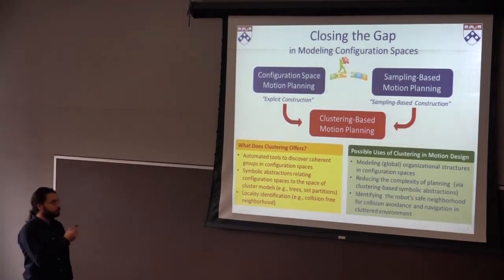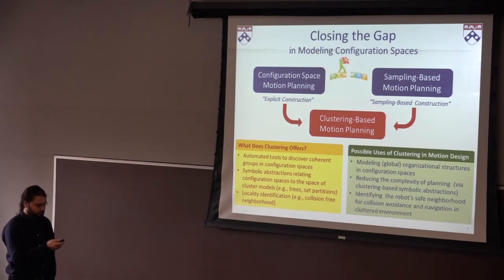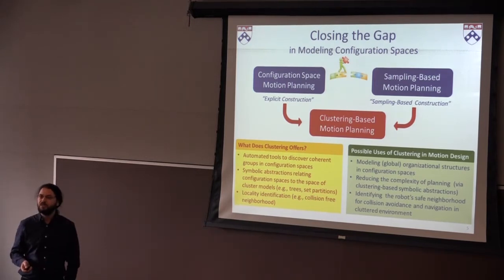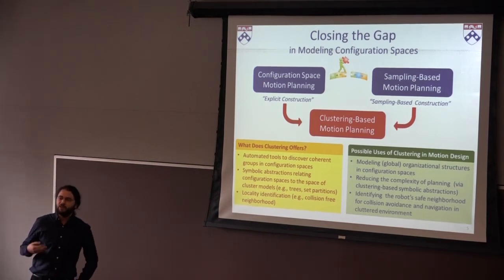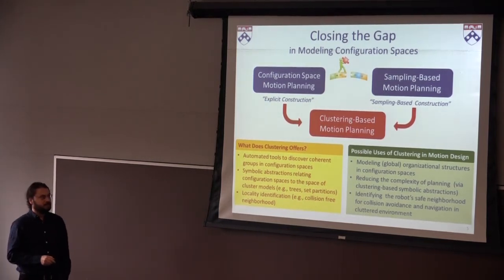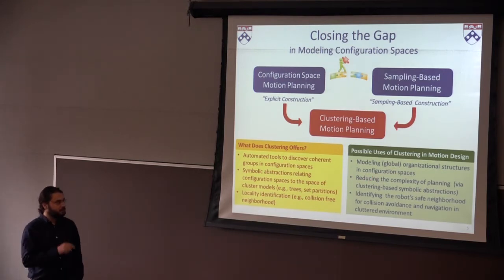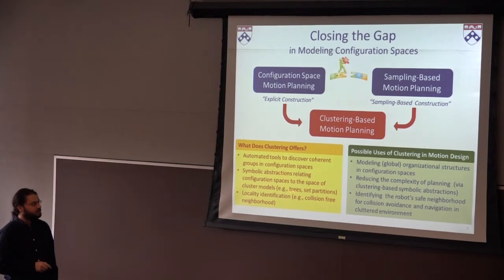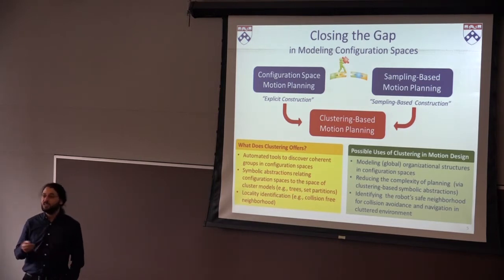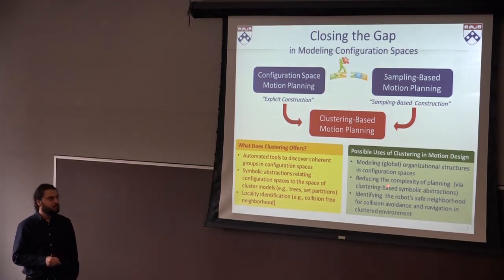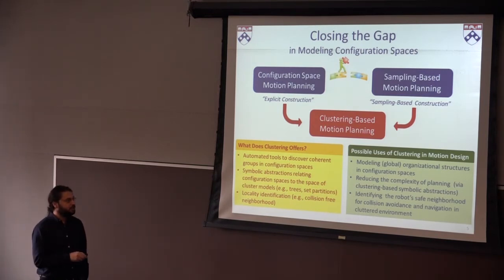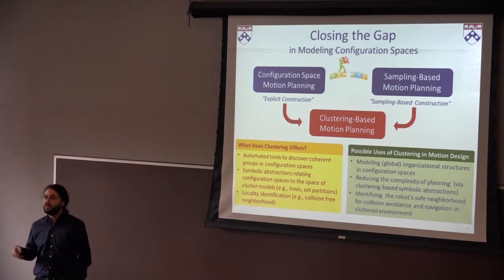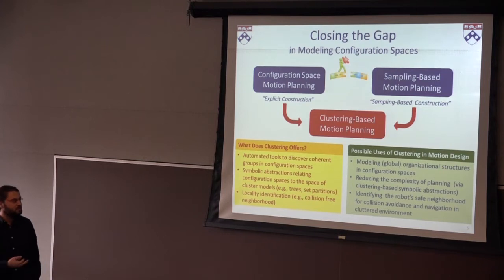And what I propose is to use those clustering algorithms to model the organizational structure in configuration space. For example, there are some applications of clustering algorithms to cluster obstacles so that you can efficiently sample. Also, another important advantage is the relation between the symbolic representation, for example, the connectivity of tree space, which can be useful to reduce the complexity of high-level planning. And in another application setting, we can use those clustering algorithms to identify safe neighborhoods, and based on some greedy algorithms, we can navigate in certain cluttered environments.